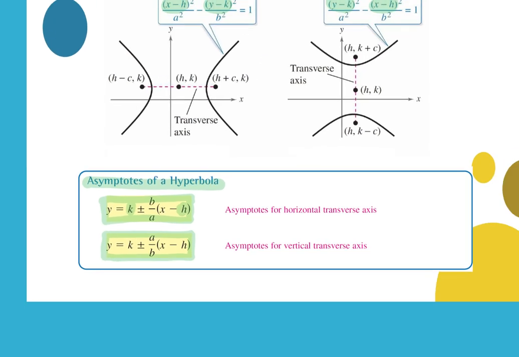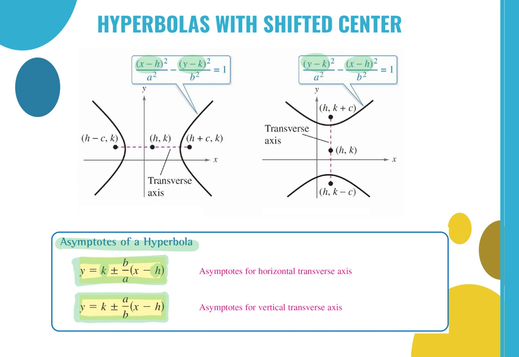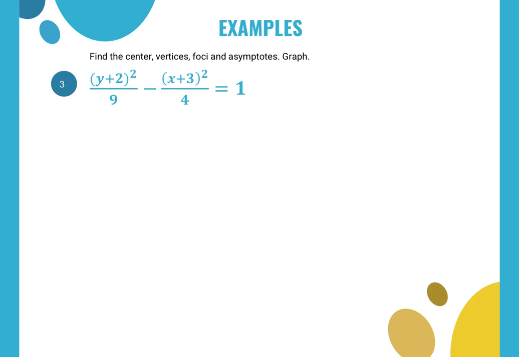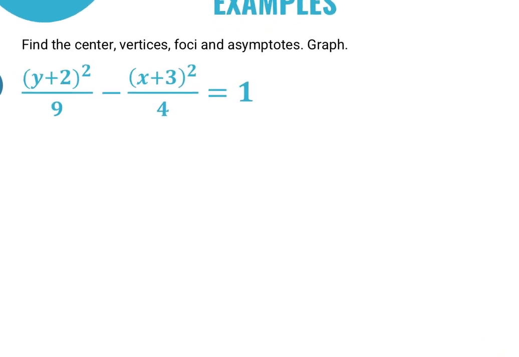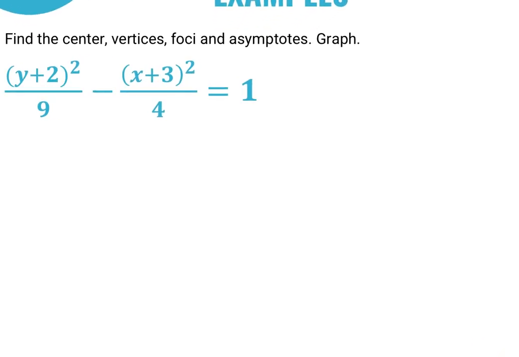So the two major differences, if it's not at 0, 0 anymore, is the numerators will have parentheses with something in them, and these equations for the asymptotes change. All right, so look at 3. What can you spot immediately? The center is no longer at 0, 0. It's the opposite of what follows x, so negative 3, and the opposite of what follows y, so negative 2.